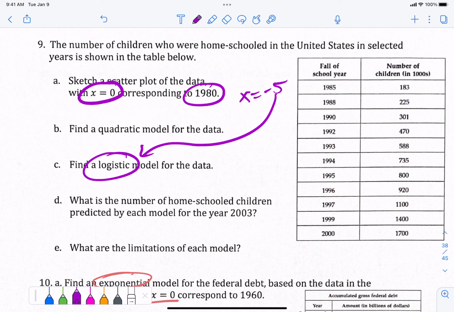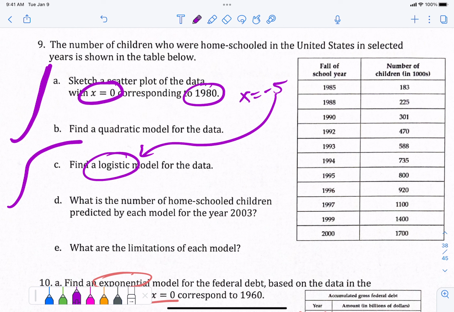Now, quadratic I could, but would the quadratic be as accurate as a logistic? Maybe not. Quadratic wouldn't have any limitations other than the fact that it probably wouldn't be as accurate as the logistic model. Because quadratic is going to continue going up and up forever, versus logistic, which takes into consideration that we're going to taper off. Quadratic would look like this, versus logistic would go like this, which is more realistic. Logistic is more realistic, but you couldn't evaluate before year 1980. Does that help with those limitations?